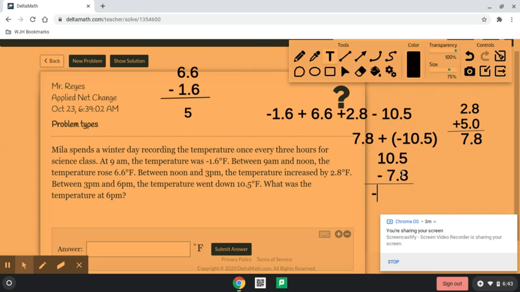So 15 minus 8 is going to make 7. And we're going to pretend this is a 9 minus 7 is going to give us 2. And then 1, because we had to borrow, the 1 is gone. So we have negative 2.7 as the answer.